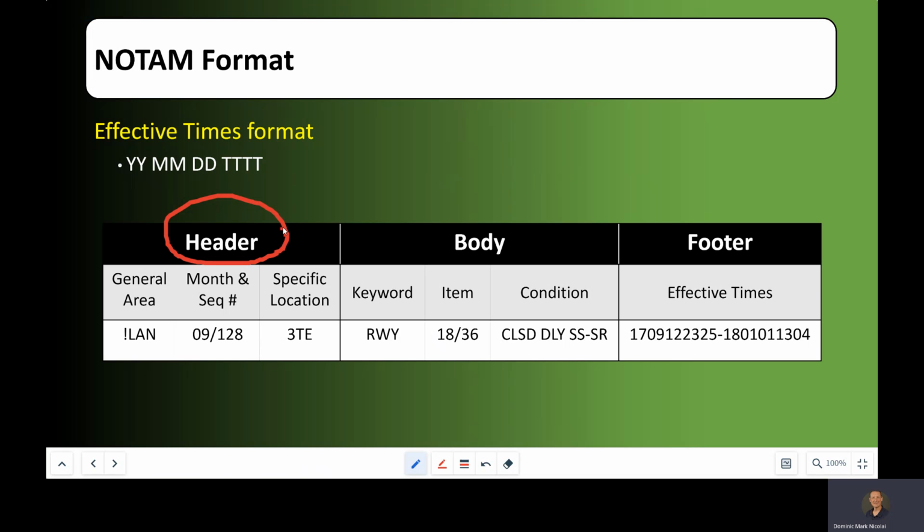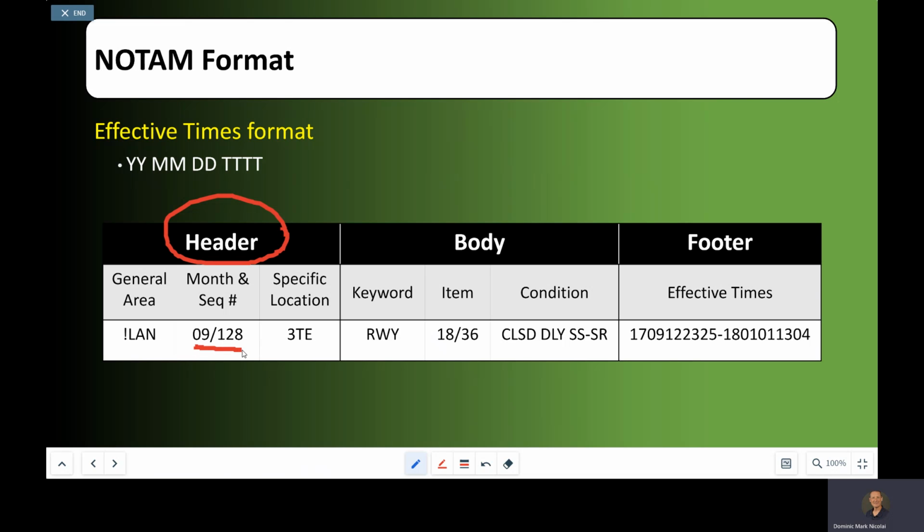The first part is the accountability area. It's a general area. It helps ATC or the FAA keep track of where NOTAMs are originating. It's like a file cabinet. You go to a file cabinet, it's got 4 drawers on it. This would be like, it's in drawer number 3. It's just pointing you where to look for it.